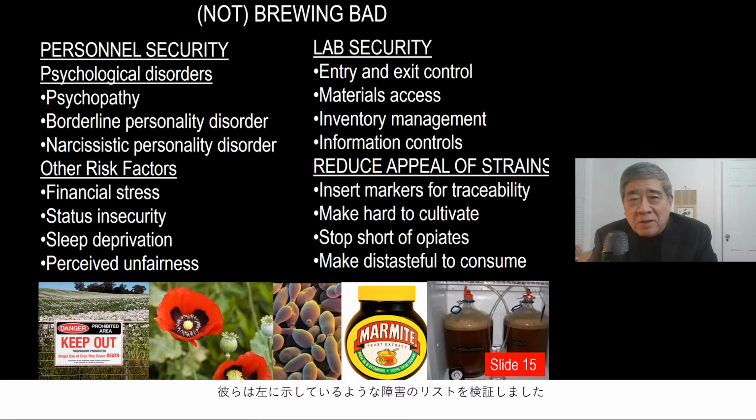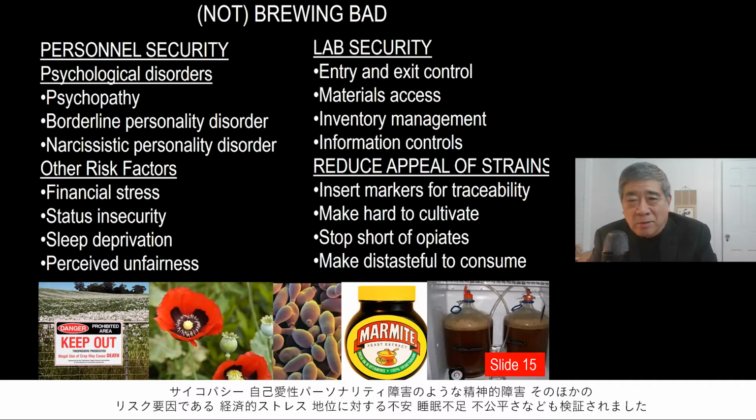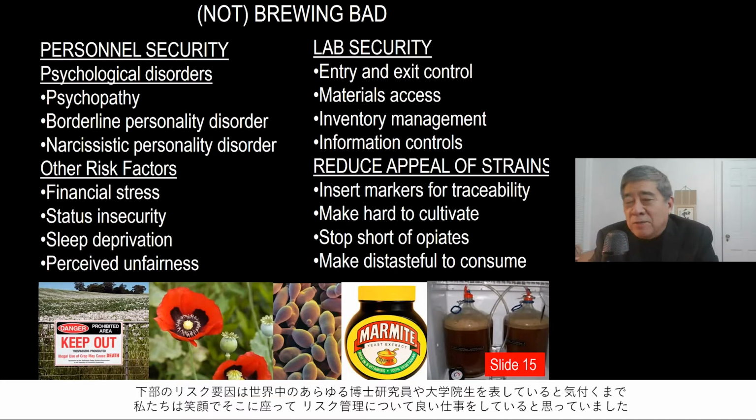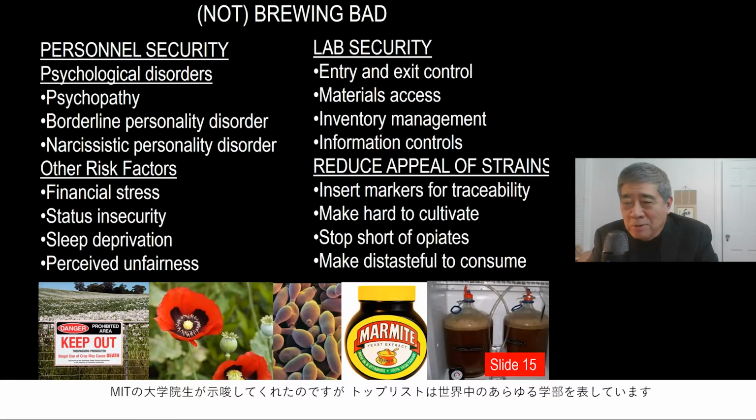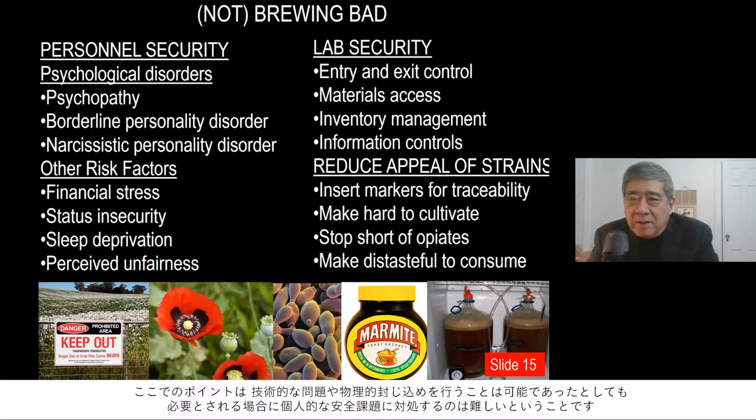And they went through that list of disorders that you can see on the left, psychological disorders like psychopathy and narcissistic personality disorder, other risk factors, financial stress, status insecurity, sleep deprivation, perceived unfairness. And we were sitting there smiling and thinking that we were doing a good job on risk governance until we realized that that bottom list of risk factors describes every postdoc and graduate student in the world. And the top list, our graduate students suggested, describes all faculty in the world. The point here is that although you might be able to take care of the technical issues and physical containment, there is serious difficulty addressing, if you will, personnel security issues.